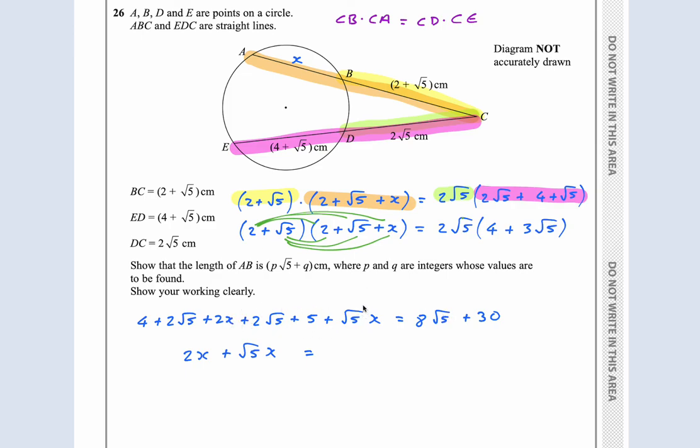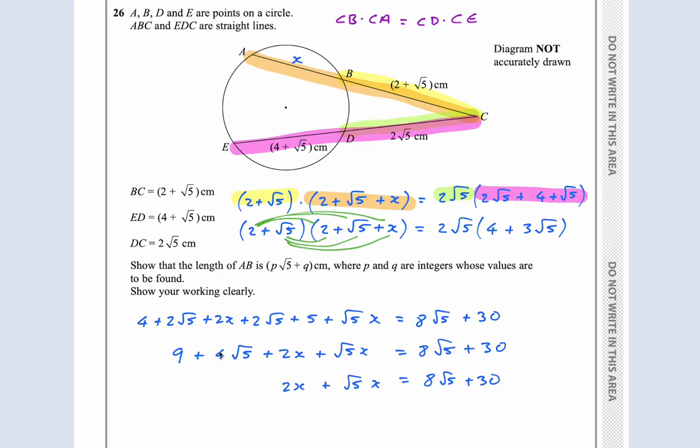the rest. Actually, sorry guys, before I do that, let's just simplify this. So I can do my 4 plus 5 is 9. My 2 root 5 plus 2 root 5 is 4 root 5. And my 2x plus root 5x is there. This equals 8 root 5 plus 30. Now I'm going to subtract the 9 and the 4 root 5. So I have 2x plus root 5x, leave these two here, equals 8 root 5 plus 30.